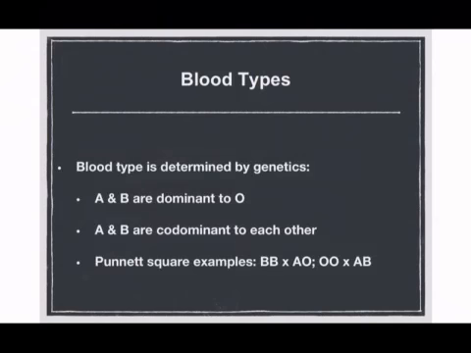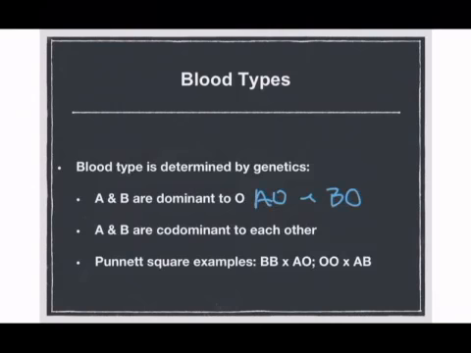So your blood type, A and B are dominant to O. So you can possibly have AO blood or BO blood, but O is recessive to A and B. So this person would be type A, this person would be type B. A and B are codominant to each other, which is why you have AB blood. Your book goes through some Punnett square examples based on a parent reproducing and what offspring they'd have.